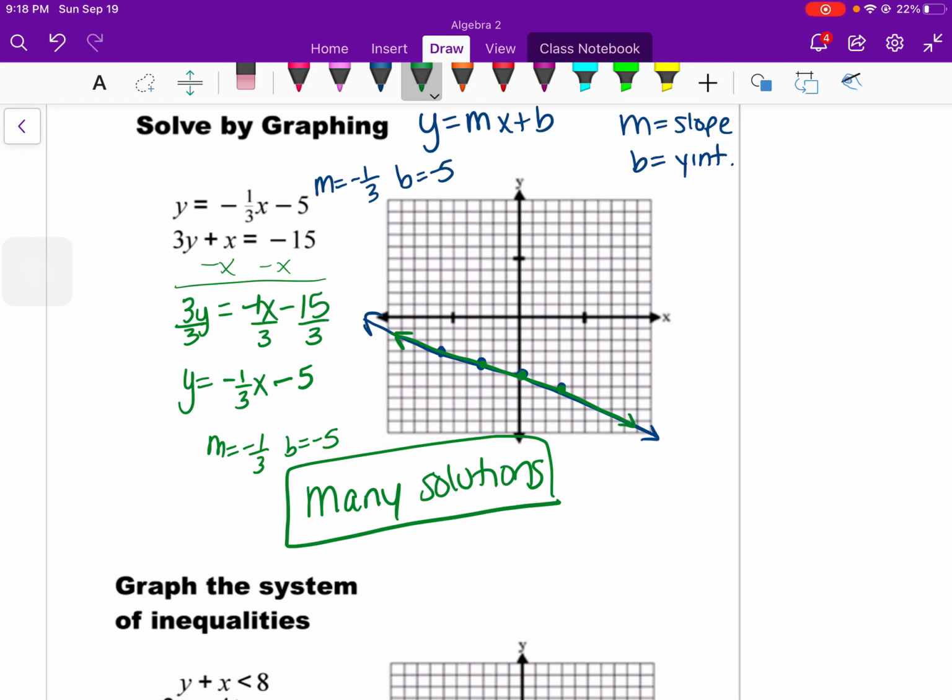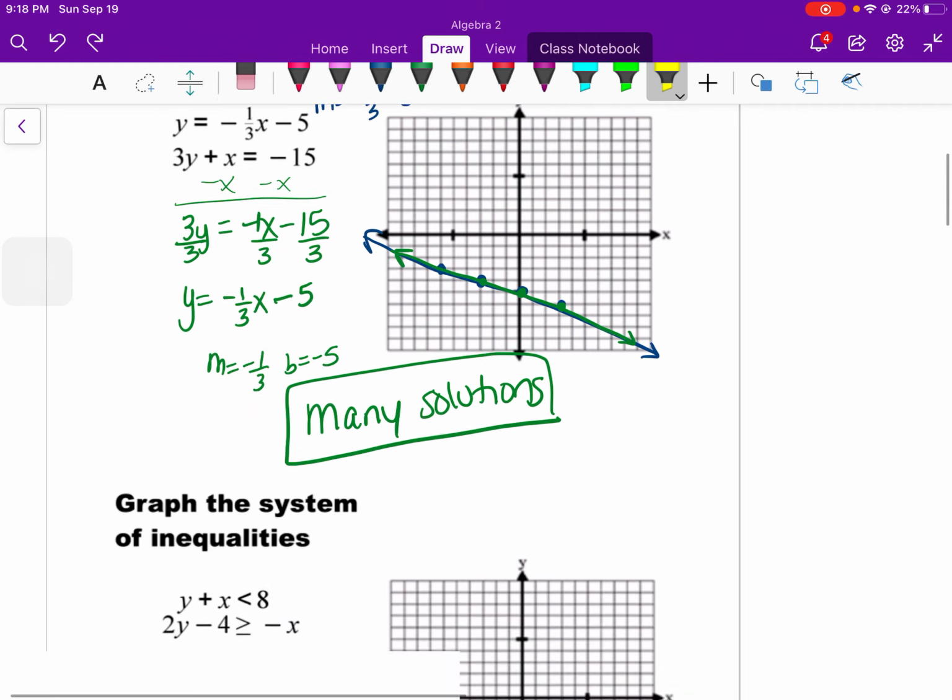So when you're graphing and solving by graphing linear equations, you're looking for when the lines intersect. So sometimes they'll intersect just in one place, and then where they intersect, that point would be your solution. In this example specifically, they intersected in all points.